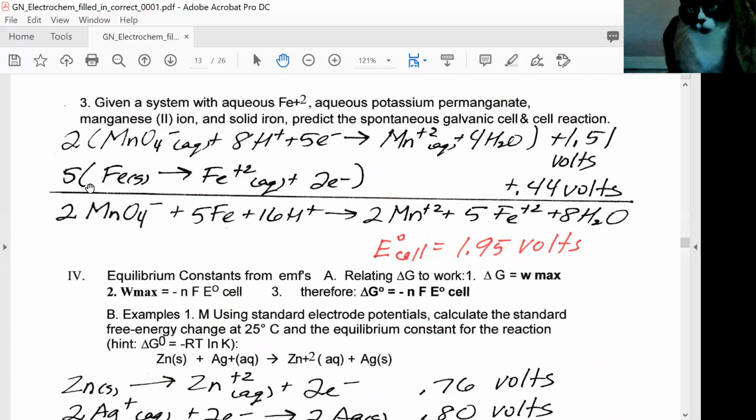Then we're going to put the iron as losing electrons. We're going to multiply it by 5 so that we have 10 electrons lost. And then it's going to be a plus 0.44 volts. All we have to do now is add up our volts and add up our reactions. So this is going to be your overall reaction.